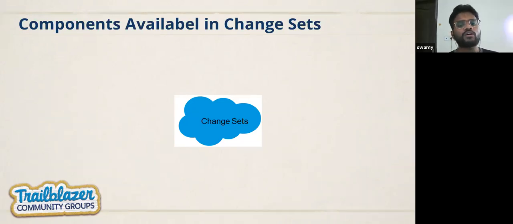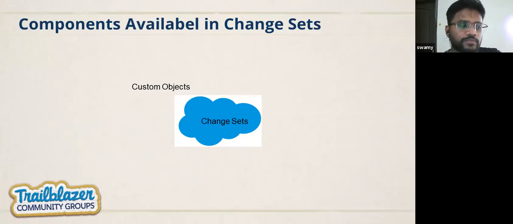So what are all the things that we can send through change sets? These are custom objects. If you create a custom object, you have to create a change set and give a name to that change set. Generally we give some generic name. Suppose I am giving Sprint 1. You can give any other name, but just follow the rules. Sprint 1 will be okay.